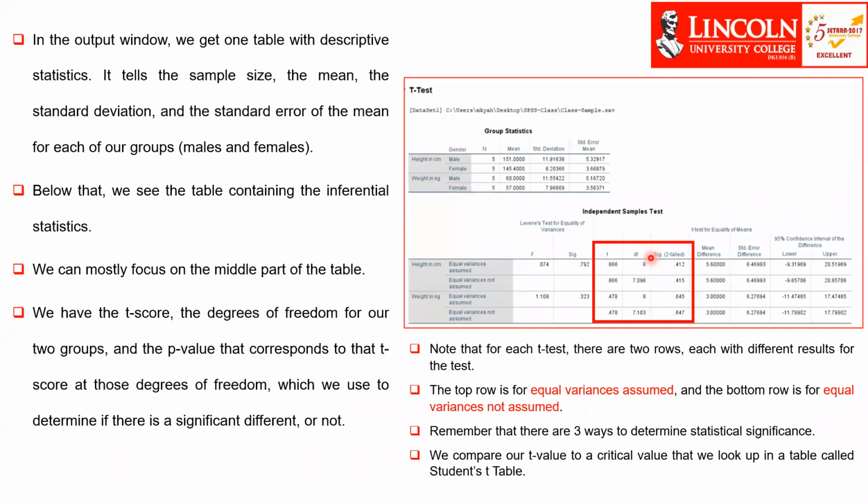So note that for each t-test, there are 2 rows, each with different results for the test. The top row is for equal variances assumed. The second row, or the bottom row, is for equal variances not assumed. So remember that there are three ways to determine statistical significance. We compare our t-value to a critical value that we look up in the table called the student t-table.